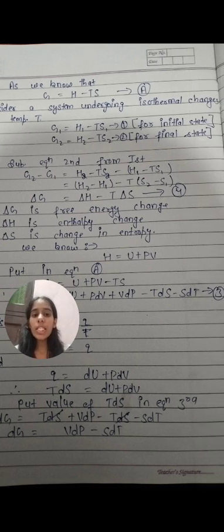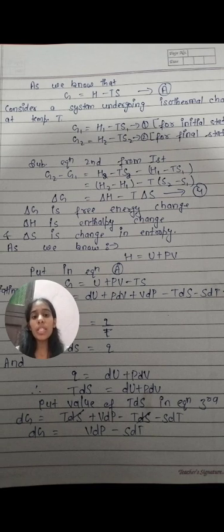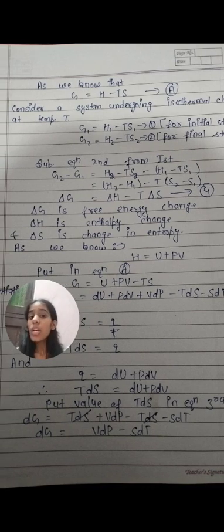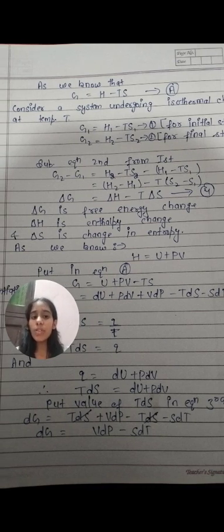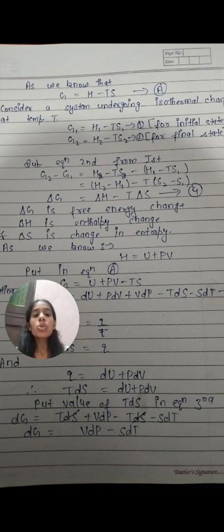Now we consider a system undergoing isothermal changes at temperature T. For the initial state, G1 is equal to H1 minus TS1, and for the final state, G2 is equal to H2 minus TS2. Now we subtract the second equation from the first, meaning final state from initial state. Then G2 minus G1 is equal to H2 minus TS2 minus H1 minus TS1.